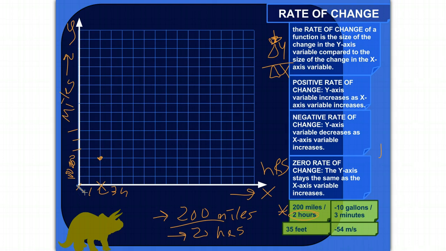So I could keep going. I could increase another 2 hours here on the x-axis, and then I increase another 200 miles up. My y increases by 200. So what I would get is a line like this. I didn't draw that exactly right, but basically it shows that my y's are increasing by 200 whenever my x's increase by 2 hours. So let me delete this, and then I'll show you the next rate of change.